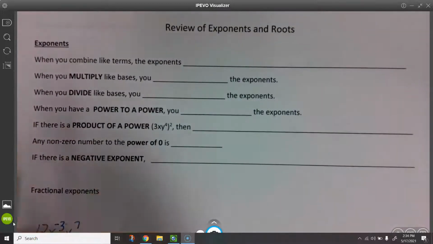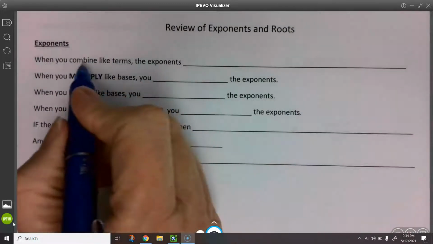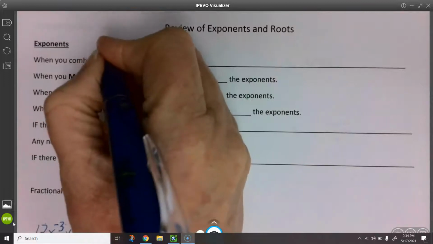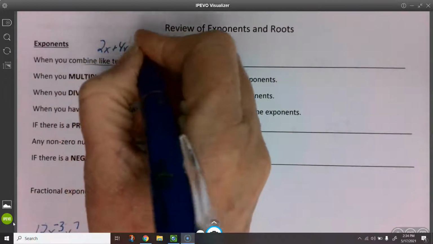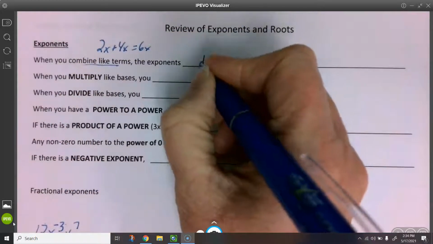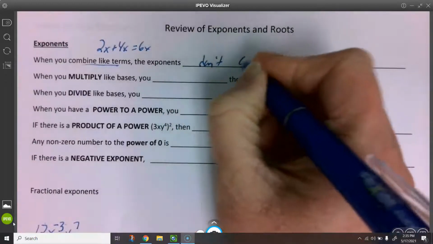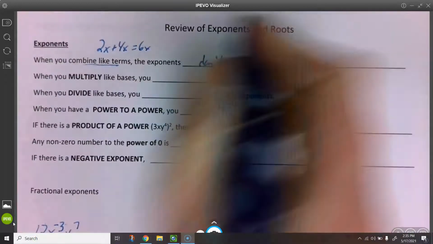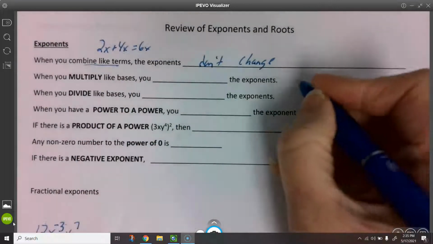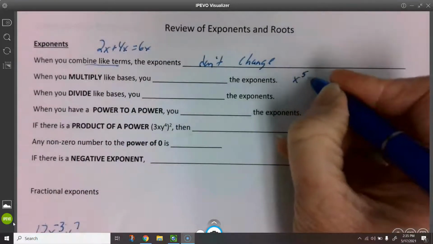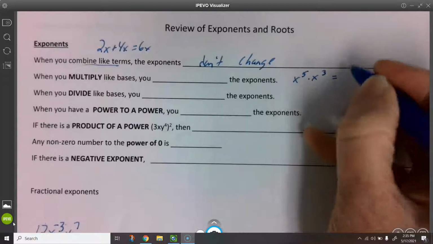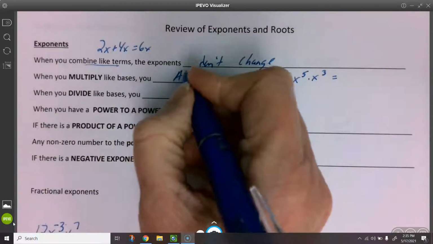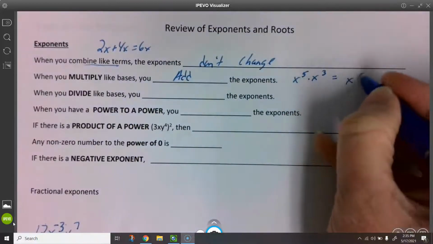Okay, so when you combine like terms, so this is adding and subtracting, 2x plus 4x just becomes 6x. The exponents don't change. Okay, when you multiply like bases, so x to the 5th times x to the 3rd, what do we do with the exponents? We add them. So we get x to the 8th.